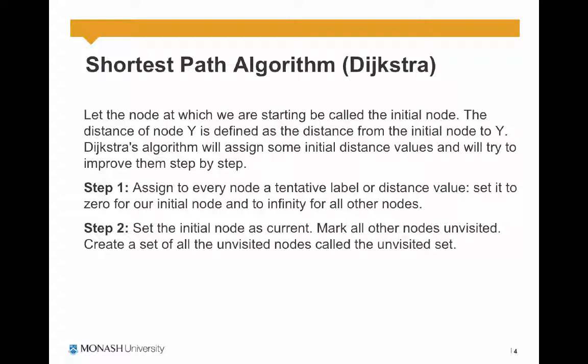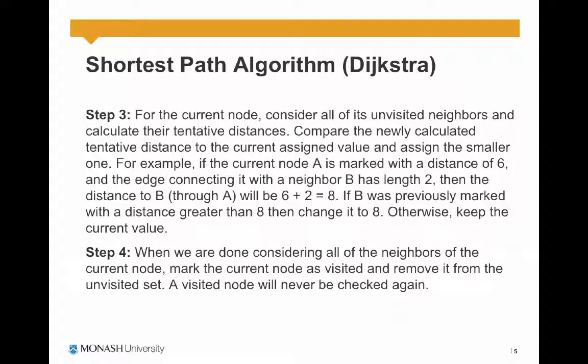In step 2, we set the initial node as current. We mark all the other nodes unvisited, and we create a set of all the unvisited nodes called the unvisited set. You could do it the other way around as well. You can have a set of visited nodes. In step 3, for the current node, we consider all of the unvisited neighbors around it, and we calculate their tentative distances from the initial node.